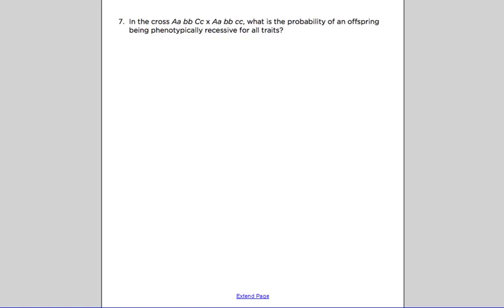Question 7 asks, in the cross shown, what is the probability of an offspring being phenotypically recessive for all traits? To be phenotypically recessive, the genotype has to be recessive at each trait. So the genotype we want is little a, little b, and little c. The best way to approach this problem is to look at each gene individually and then multiply the probabilities for each being homozygous recessive. So for A, both parents are heterozygous, which means it's just a typical Mendelian monohybrid cross, and the probability of getting little a is 1/4.